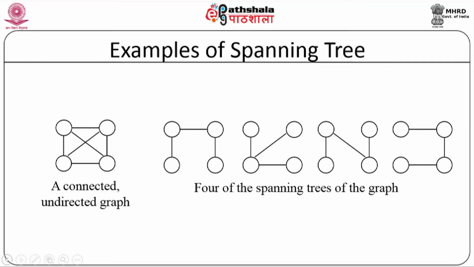So, these are some of the spanning trees of the graph. So, you can verify every spanning tree consists of all the vertices, and you can see that there are no cycles, and you can see that all the nodes are connected. So, this is the spanning tree.